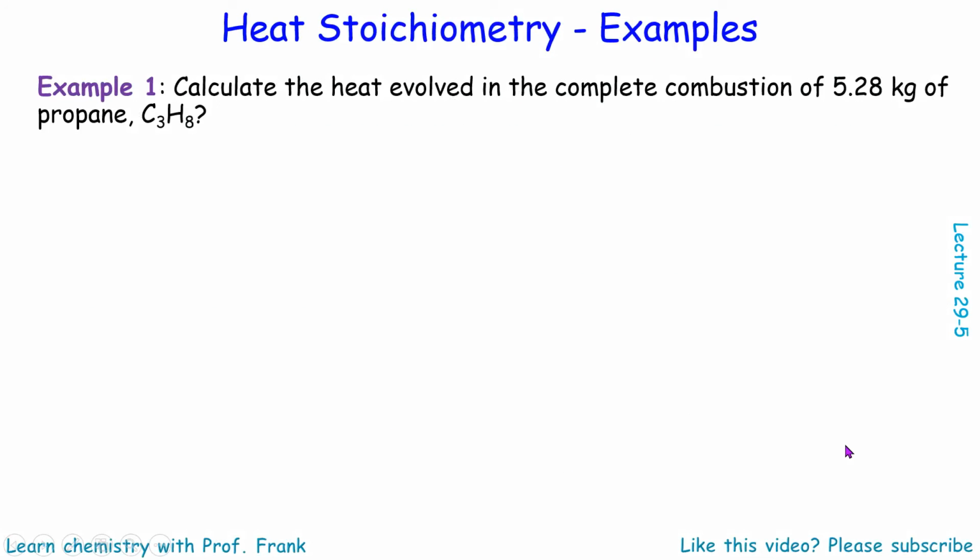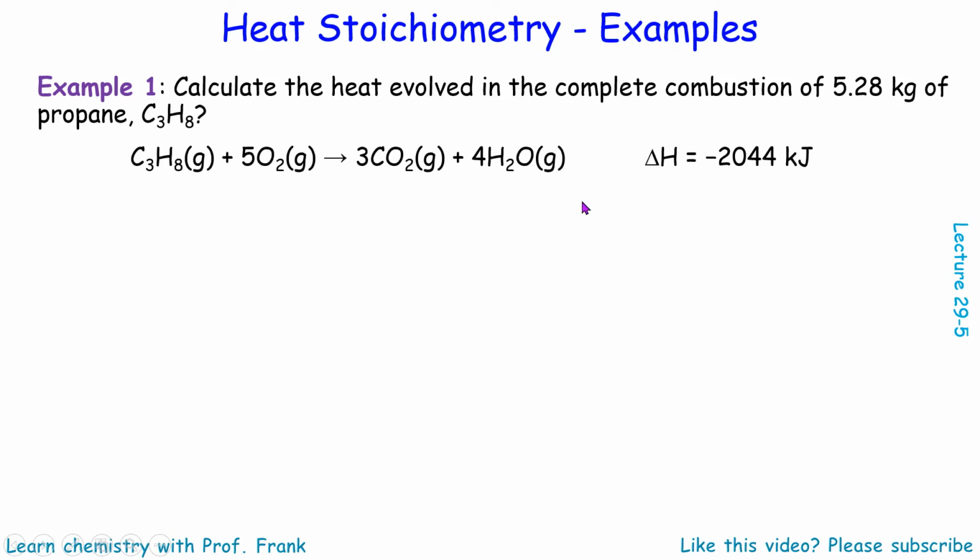Let's use this example to digest what we just learned. Calculate the heat evolved in the complete combustion of 5.28 kilograms of propane. That's the same chemical reaction we just talked about. What do we know? We know the mass of propane, and we also know the relationship between the moles of propane and the heat. We get that from this balanced chemical reaction. 1 mole of propane is equivalent to negative 2044 kilojoules.